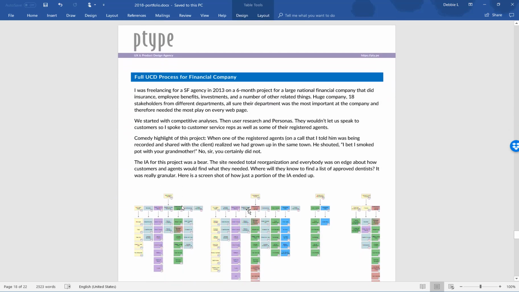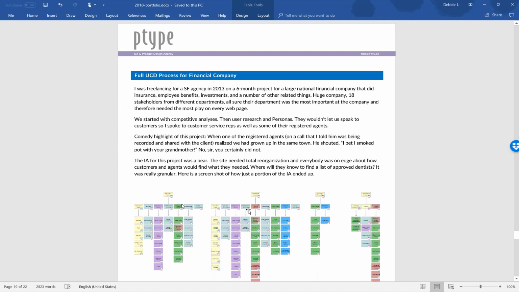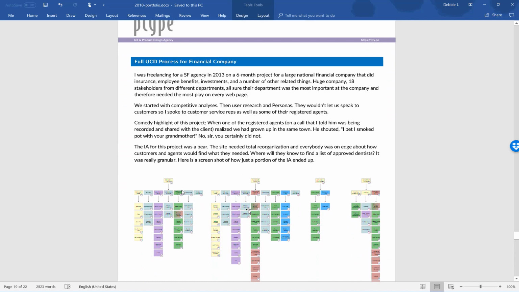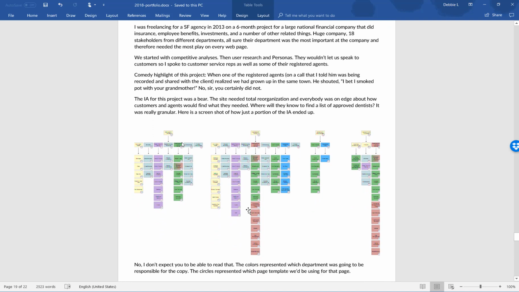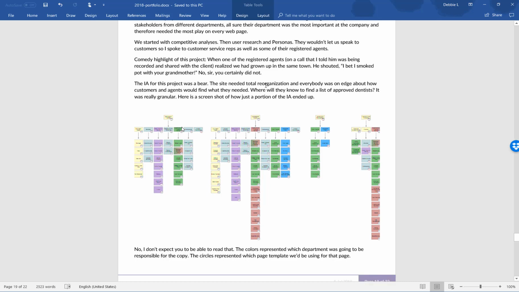And this is a kind of a long case study, but I'll breeze through it. This was a 6-month project for a huge national financial company, 18 stakeholders, all from different departments, all fighting each other, all sure that they had the most important department and the most important product in the company, and really some tough personalities. And we started with competitive analyses, looking at some of their competitors' websites.